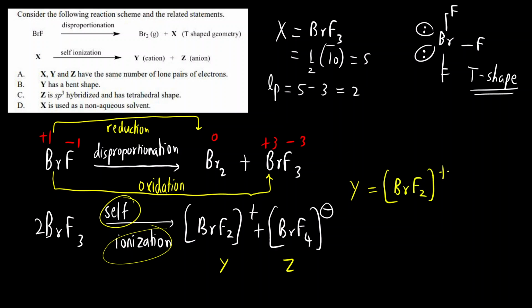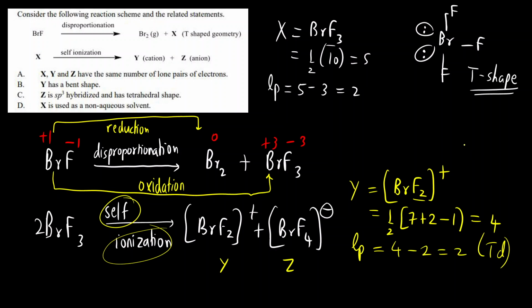BrF2 plus, again the same formula, half into 7 plus 2 fluorine atoms minus 1 because it is a positive charge. 7 plus 2, 9, 9 minus 1, 8. 8 divided by 2 is 4. 4 means this will be tetrahedral. Geometry will be tetrahedral, but for the shape, how many lone pairs are present? 4 minus 2 side atoms, so 2 lone pairs. The geometry is tetrahedral with 2 lone pairs, similar to a water molecule. So the shape will be bent.